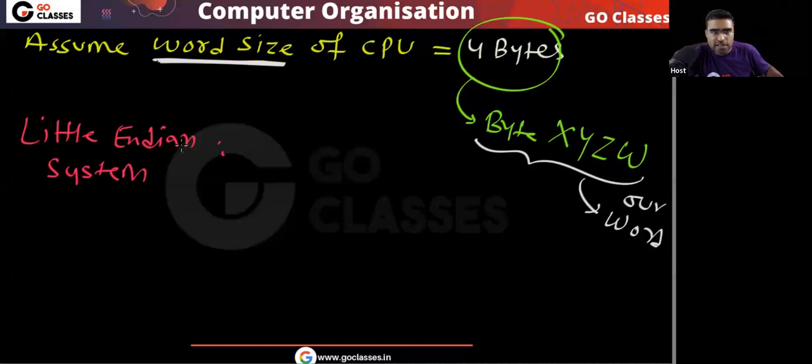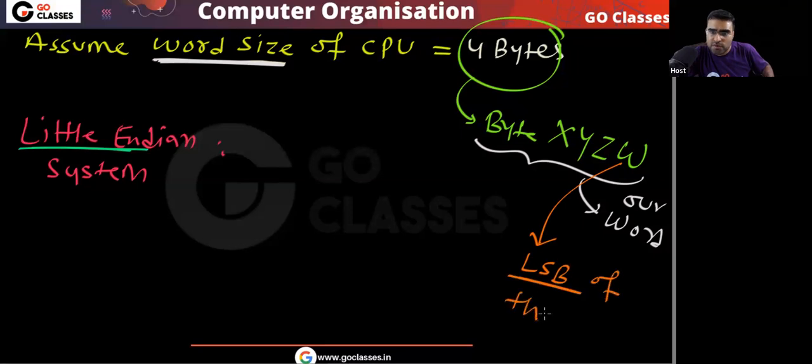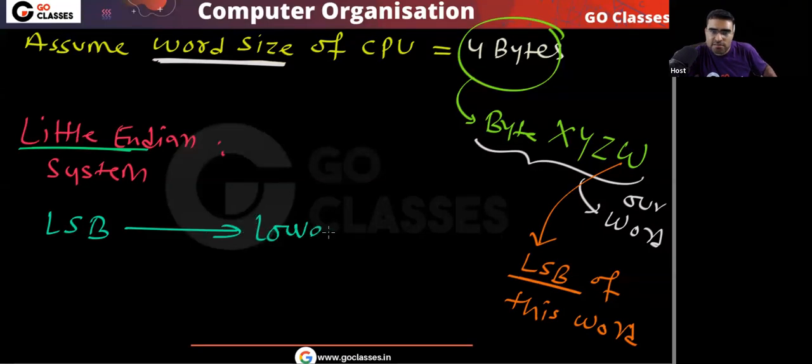Now in the little endian system, what will you do? You will start with the little end. Little end means least significant byte. And what is the least significant byte in this word? You can see W. This is the least significant byte of this word. Correct? So you will start with the least significant byte, and this will go to the lowest memory address.